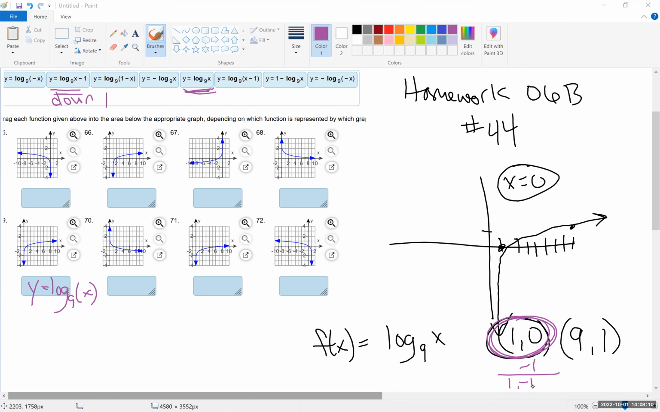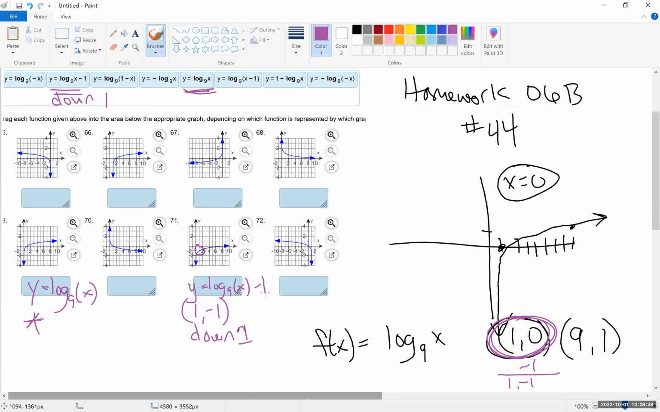Looks like this one is probably it. Oh, this one right here. That looks like the point 1, -1. So it's the same thing as this one over here, except it's down 1. So that's going to be our y equals log base 9 of x minus 1.